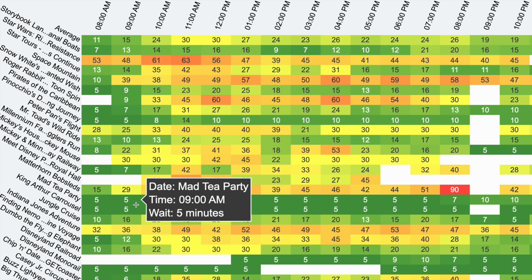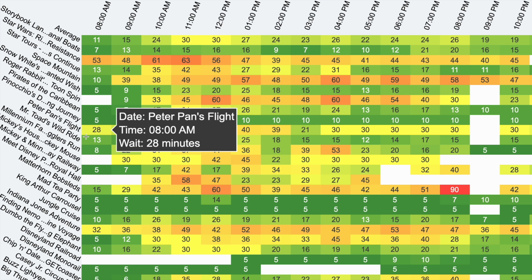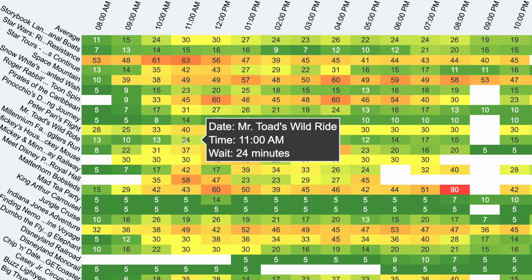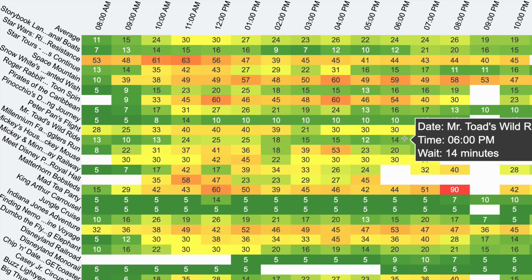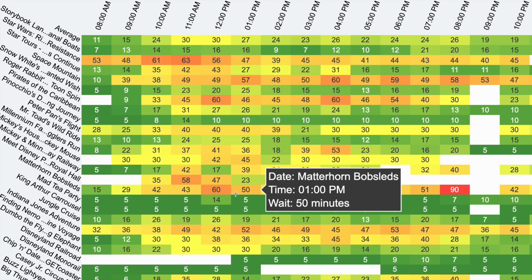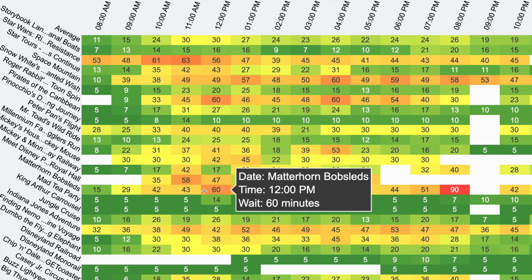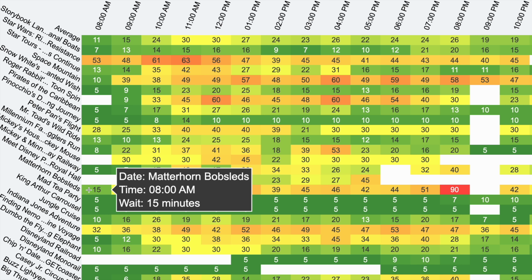Whereas some of the other ones that don't have Lightning Lanes, for example Mr. Toad's, it's usually under 20 minutes. It's looking a little bit better than Peter Pan's. But then these other ones that do have longer waits, typically those have Lightning Lanes.